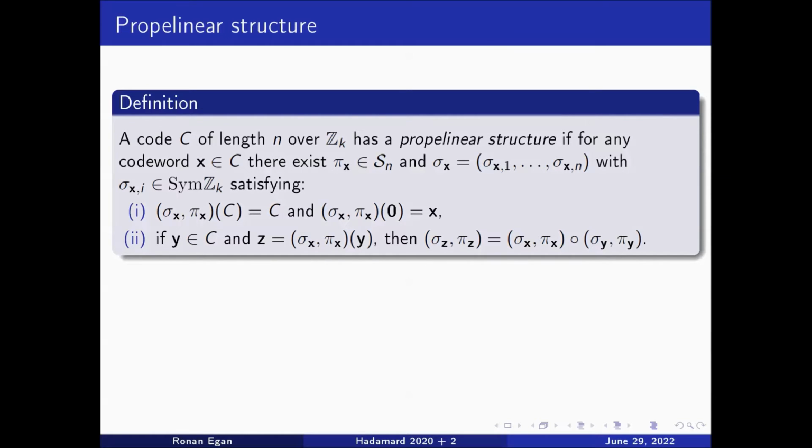I've got a sigma x that depends on x. And I have to satisfy a couple of properties. One is that applying the isometry for any of the isometries associated to any code word x, I should preserve the set, and I should also take the 0 vector and send it to that code word x. The second property that we need to satisfy is more of a group theoretic type property. That's where if I can obtain some vector z by applying an isometry associated to x to some vector y, then I need to have this relationship between those isometries based on the composition that you saw in the previous slide.